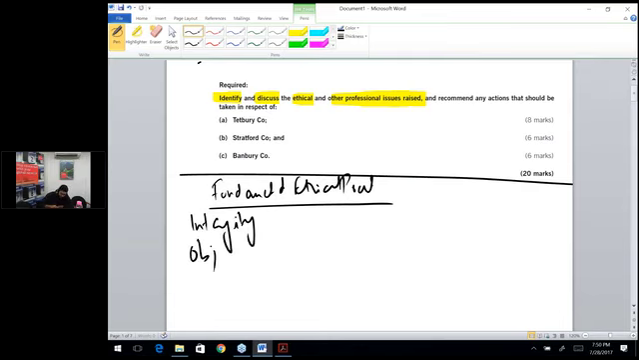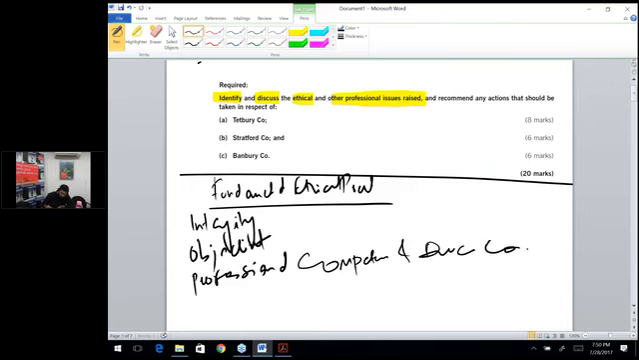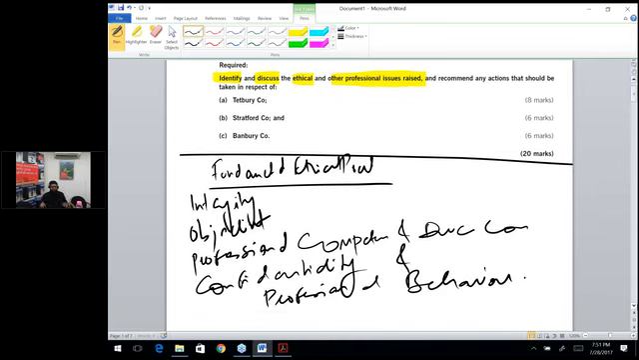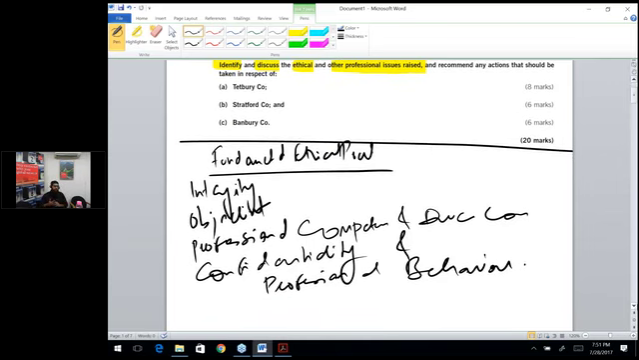integrity, objectivity, professional competence and due care, confidentiality, and lastly, professional behavior. So if we talk about these fundamental ethical principles, you are going to understand that there are 5 fundamental ethical principles, which are integrity, objectivity, professional competence and due care, confidentiality, and professional behavior.